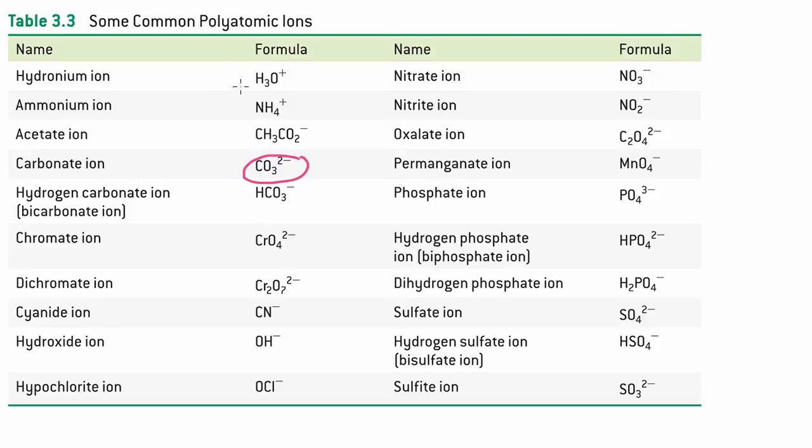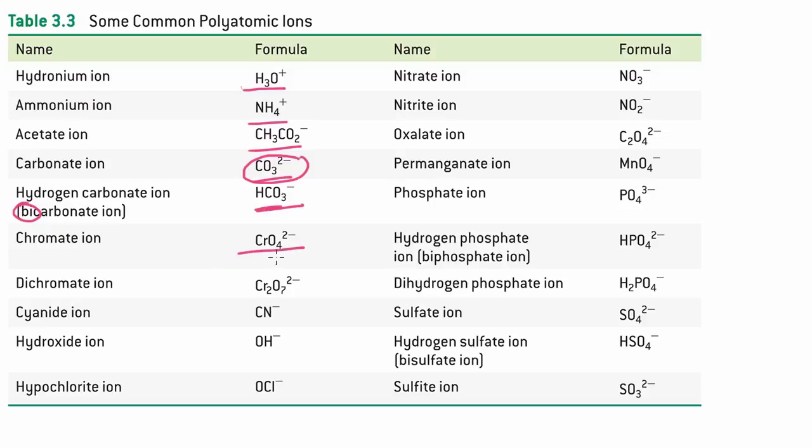So for now, make sure you're able to recognize and write the formula for hydronium ion, ammonium ion, acetate ion, carbonate ion, hydrogen carbonate, also called bicarbonate. I will only hold you responsible for the hydrogen carbonate, although in homework problems you might notice that this ion will be referred to as bicarbonate ion, and some of the other ones also by that prefix bi.